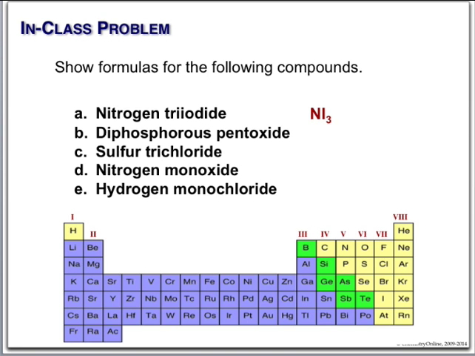Diphosphorus pentoxide, we have 2 phosphorus, so that's P2, right? Pentoxide, we have 5 oxygens.